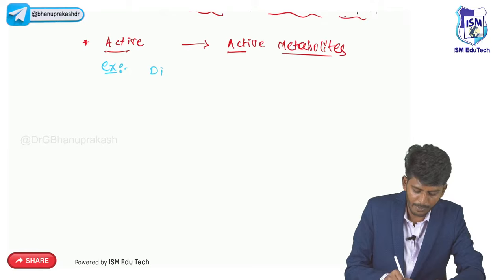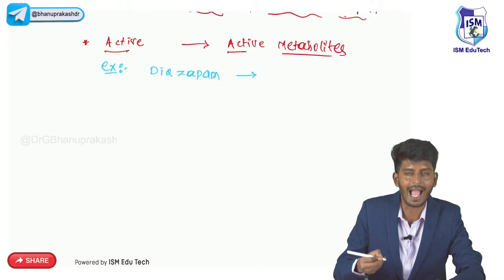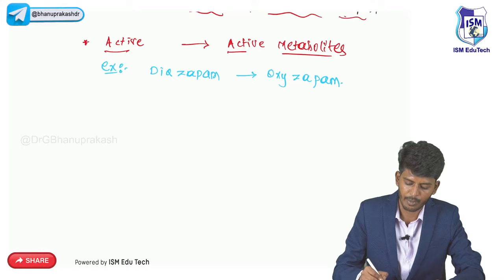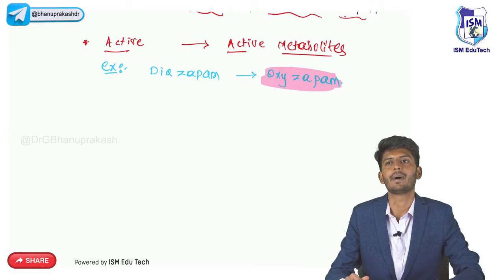So, look here. Diazepam will get converted into one of the active metabolites called oxazepam. This is the important metabolite among others. This is the most important metabolite you people should know. Diazepam becomes oxazepam. This is the most important active metabolite. Okay. Now, please listen to me very carefully.